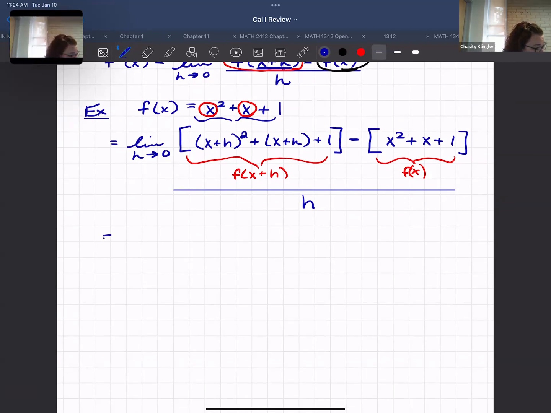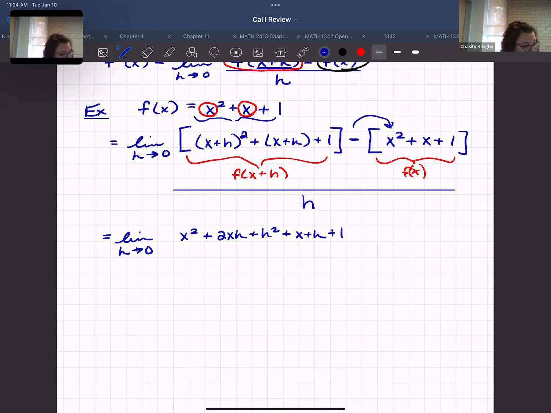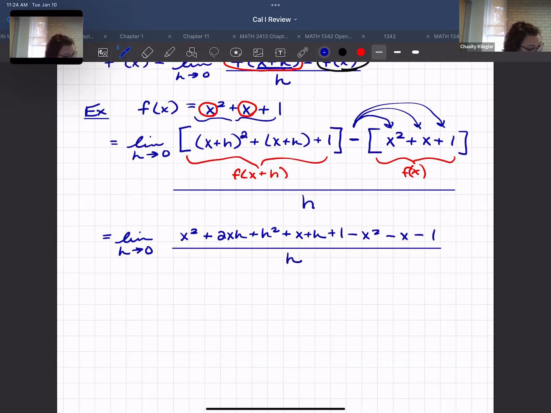Now just start simplifying. We're going to expand the squared, or FOIL it out. So that'll give us x squared plus 2xh plus h squared. And then I've just got the plus x plus h. I can drop the parentheses, plus 1. And then for this part, just make sure you change all the signs. So minus x squared minus x minus 1. And that's all over h.